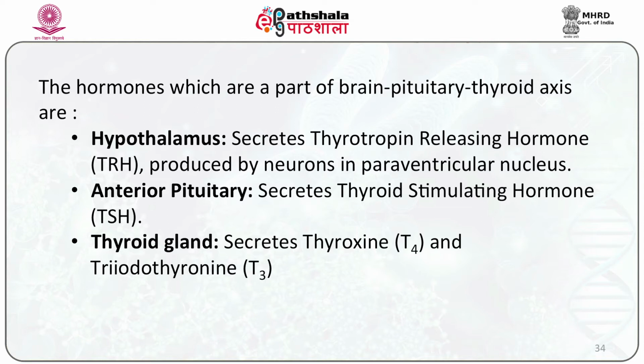Hypothalamus secretes thyrotrophin releasing hormone, that is TRH, produced by the neurons in the paraventricular nucleus.